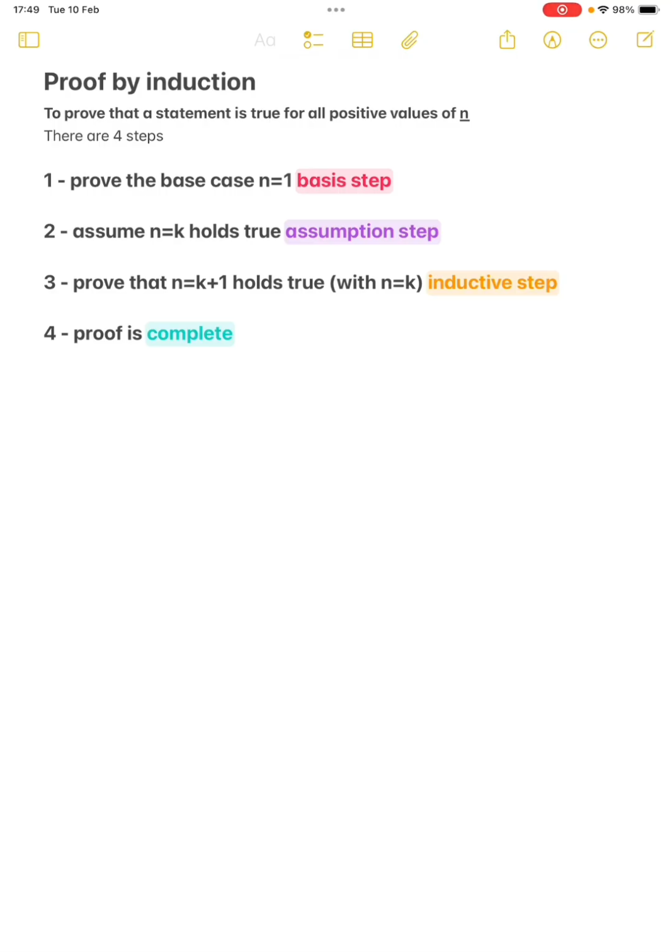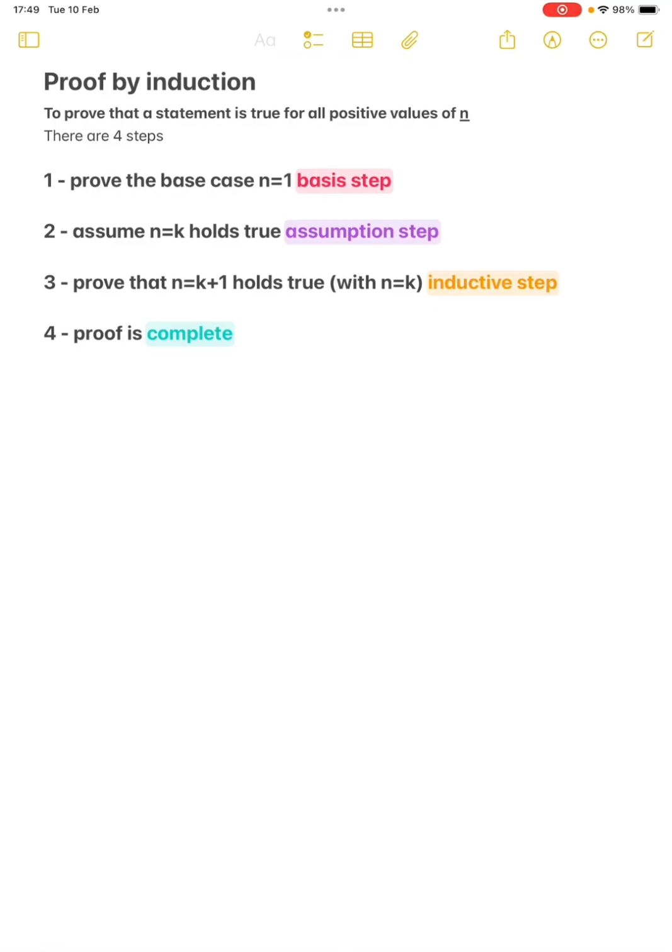Second, we need to assume that n equals k holds true. This is our assumption step. The third step is to prove that n equals k plus 1 will work by using the assumption that n equals k works. A bit confusing, but this is the inductive step. And once we've done that, the proof is complete.